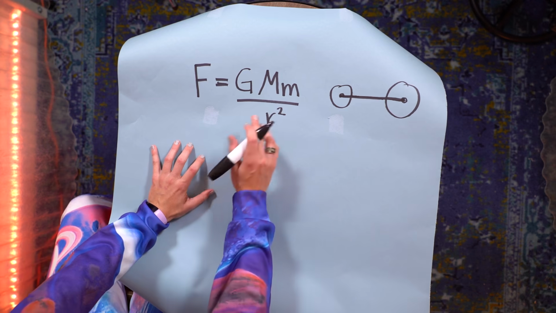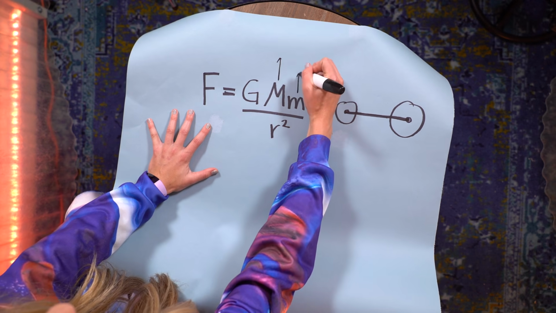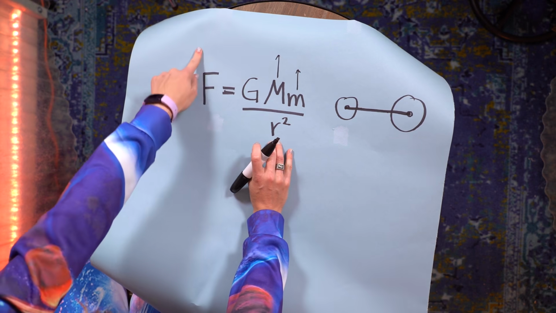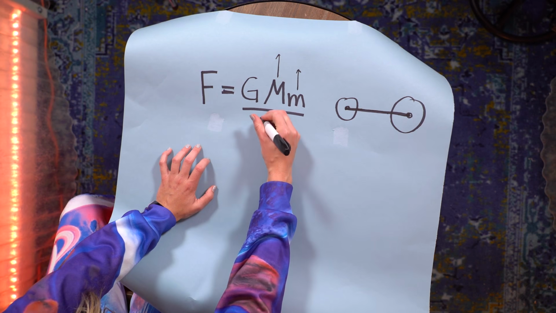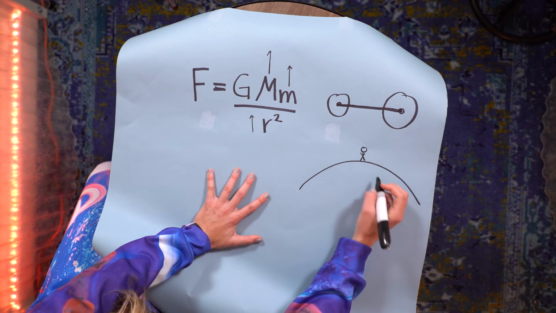Let's try making either of these masses bigger. So if we make one of these masses bigger, what happens to the force? Well, it goes up. That means the force of gravity between me and Earth is bigger than the force of gravity between a pineapple and the Earth. And that force gets smaller as you move away from the center of the Earth. So if your R increases, then your force would decrease.